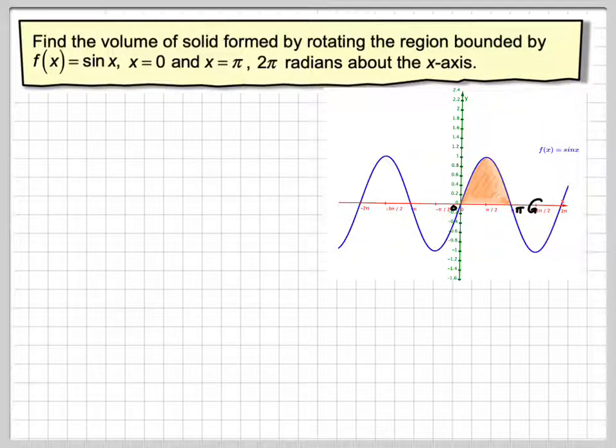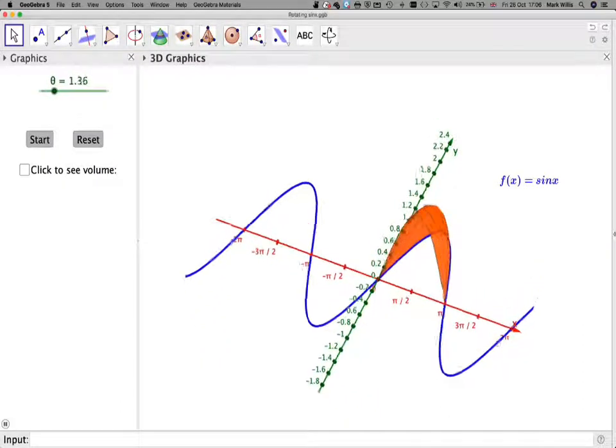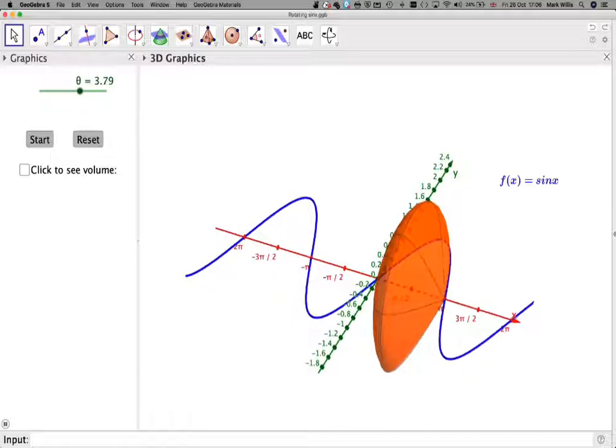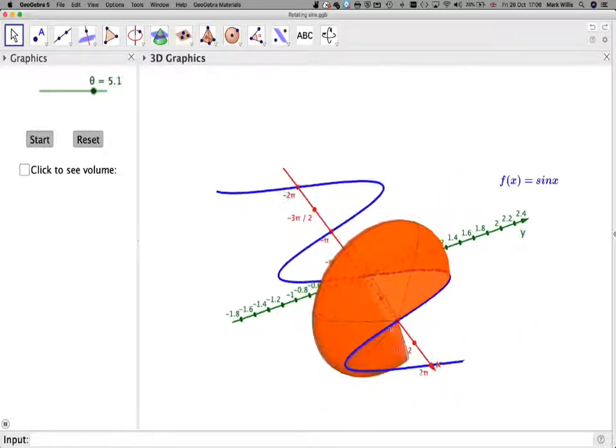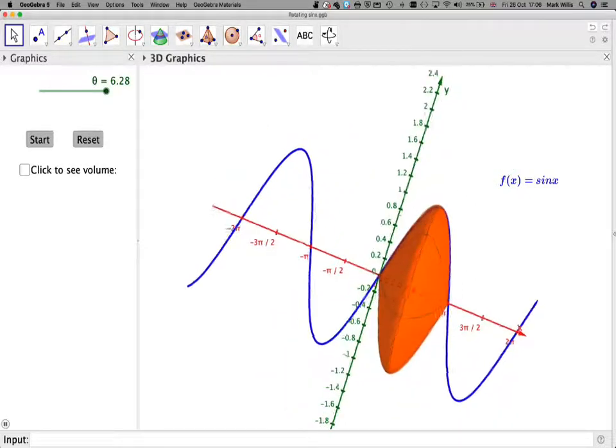Before we go ahead and do the actual integration, let's have a look at what that looks like using this GeoGebra app, which I will put in the notes of the video. Here we have the graph of sine x, and if I start moving it around, you can see that part of the curve is being rotated around and it forms a solid. What we're going to do is find the volume of that solid by integration.